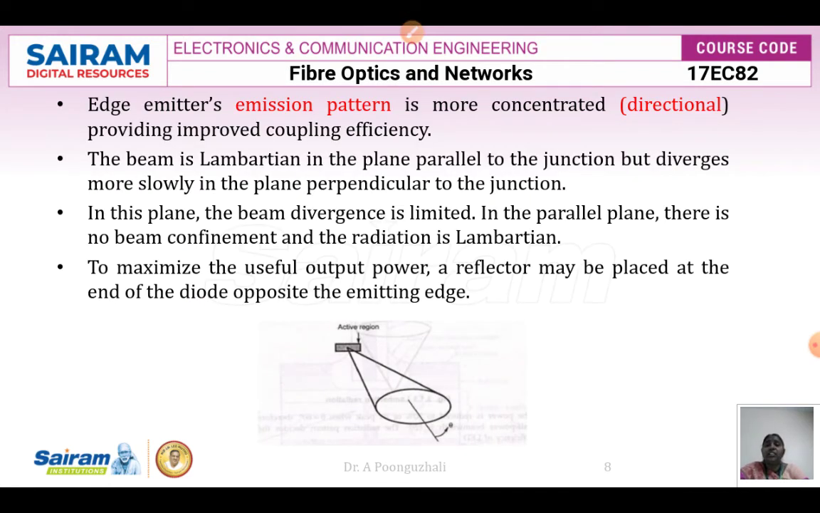Here your edge emission pattern is going to be more concentrated, and it is going to improve the coupling capacity. In this case the beam is going to be Lambertian in the plane parallel to the junction, but it is going to diverge slowly in the plane perpendicular to the junction. In this plane the beam divergence should be limited. In the parallel plane there is no beam confinement and the radiation is going to be Lambertian. To maximize the useful output power, we can place a reflector at the end of the diode that is opposite to the emitting edge.